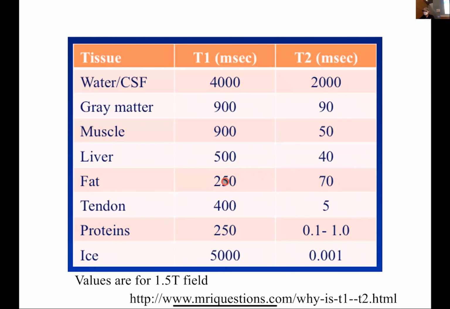Okay. Let's look at something else that has a very short T2. So tendon tends to have a very short T2. Another thing that would have a very short T2 would be cartilage as well. So these are things where spins are not very mobile, and they have a relatively short T1 as well.